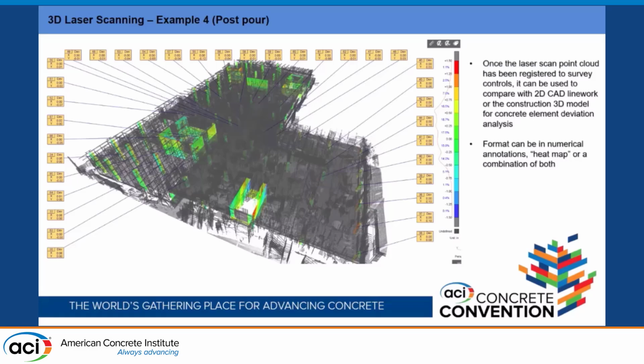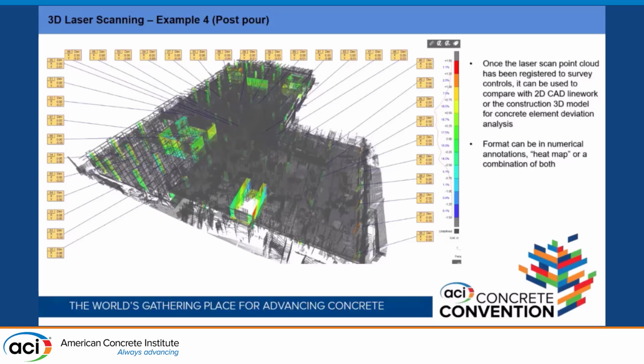Post-pour, if your client tells you there are some problems, if they claim the wall is out of plumb or columns are not in the right location, then after the formwork has been stripped, you can do a whole job site scan where you can see all the columns and the four faces of the vertical elements. And nowadays there are a lot of software solutions that make it so easy. You put your design model and your scan together and do some deviation analysis.